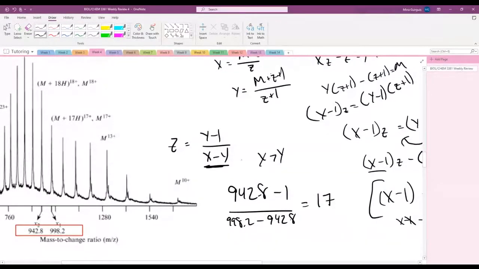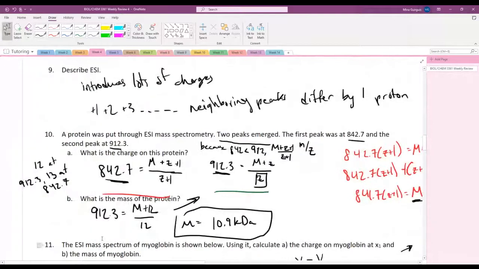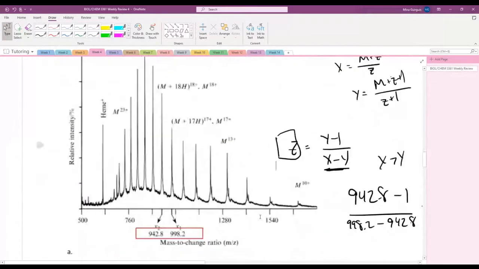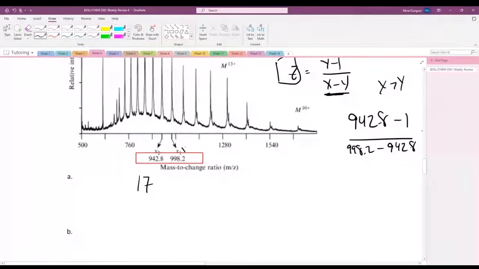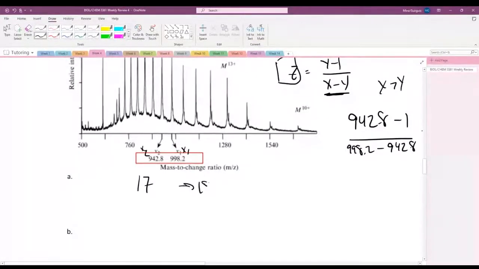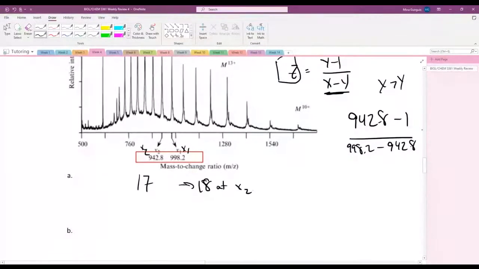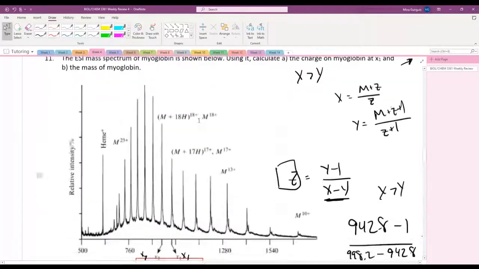It's that easy. And remembering again, what is z? Z is the charge at the heavier or the larger m to z ratio. In other words, z is the charge at 998.2. If it were asking us for the charge at x2, it would be 18 at x2. All right. And then finally, it asks us B, what is the mass of myoglobin?